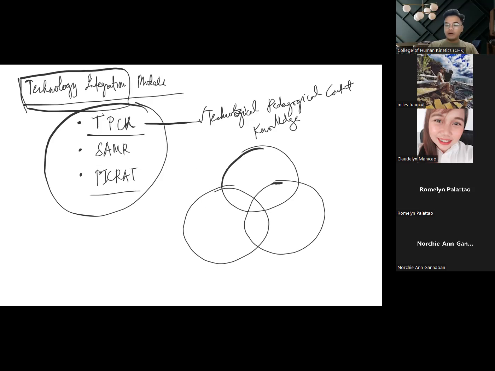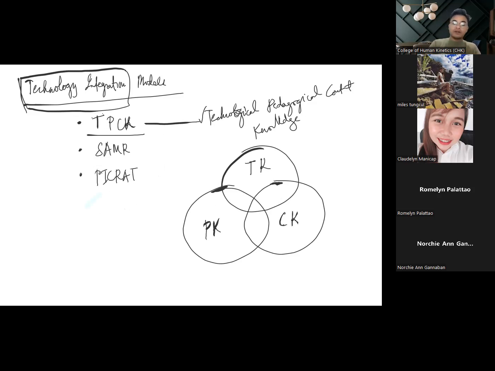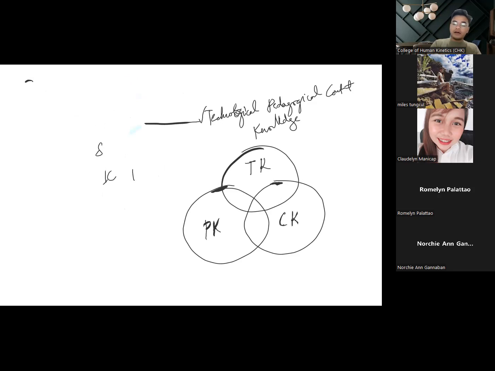Okay. So in our Venn diagram, you could see three circles here. One of these circles represents one of the domains in the TPAC model. So this could be your technological knowledge, your TK, and then this is your PK, and this is your CK. Now, take note, people, that TPCK or the TPAC model specifies three different types of knowledge that a teacher must possess in the 21st century.